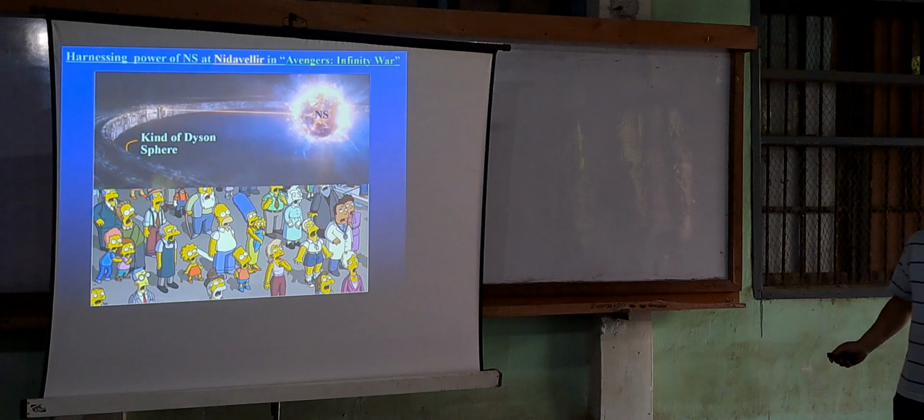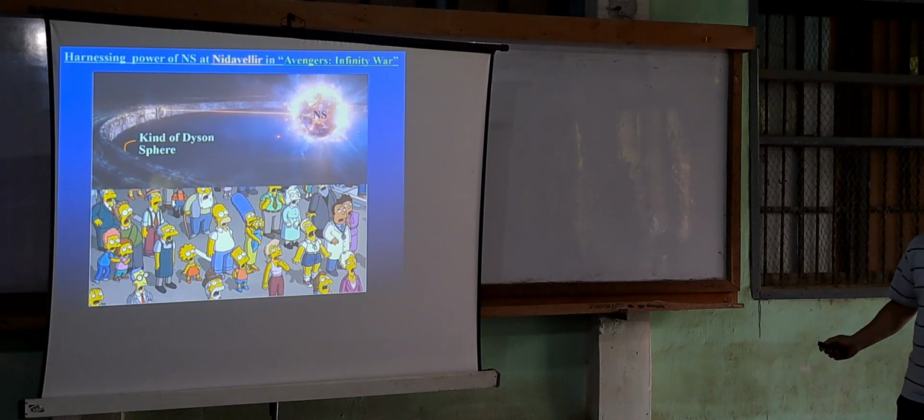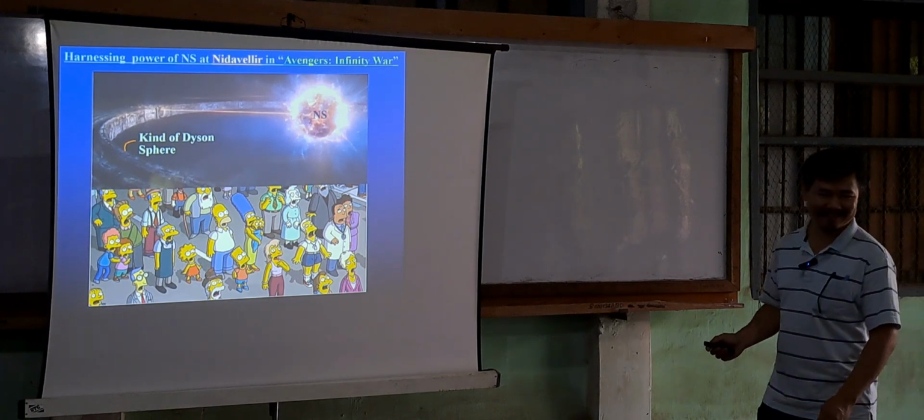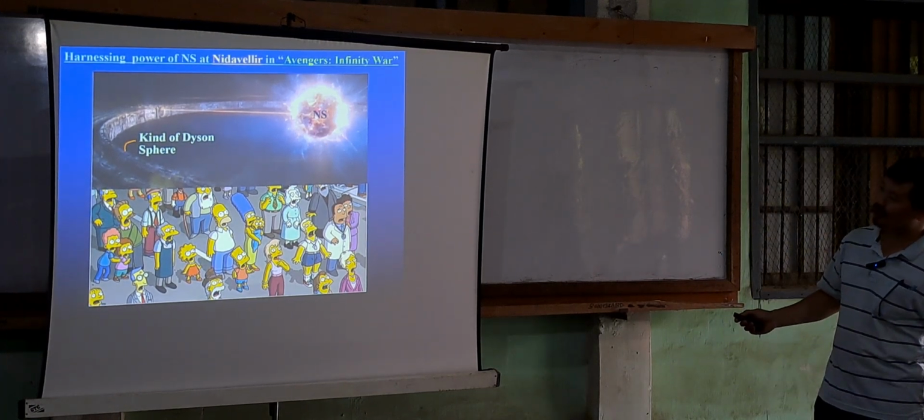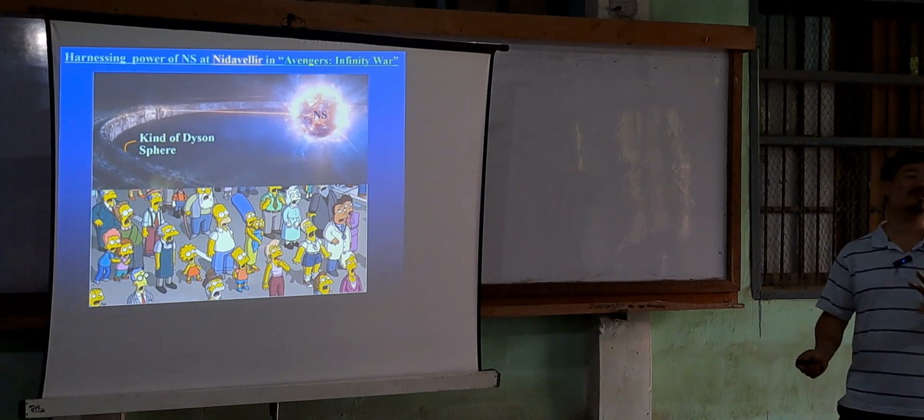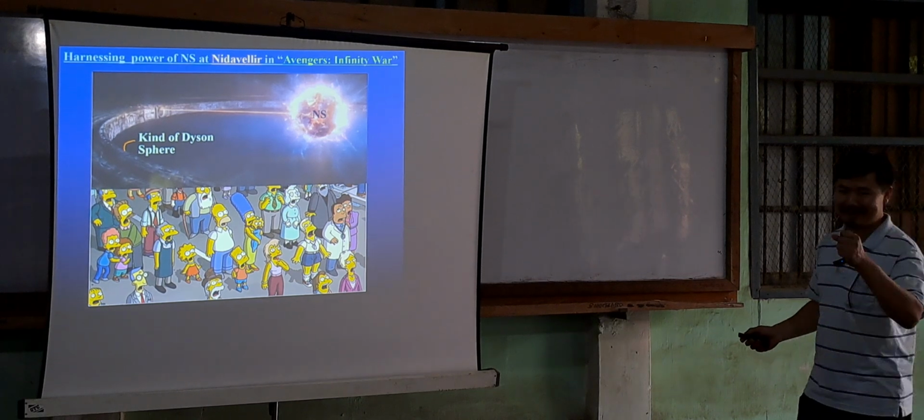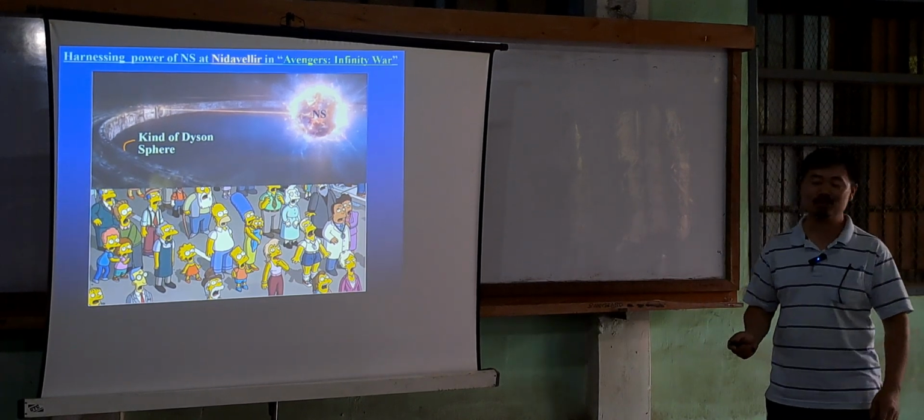So I think we have seen this in the movie Avengers: Infinity War. You have a place called Nidavellir, where Thor comes to forge his Stormbreaker. He opened the neutron star door, harnessed the energy, and melted the extremely, definitely hard metal, and then he forged the Stormbreaker, the axe he is using.